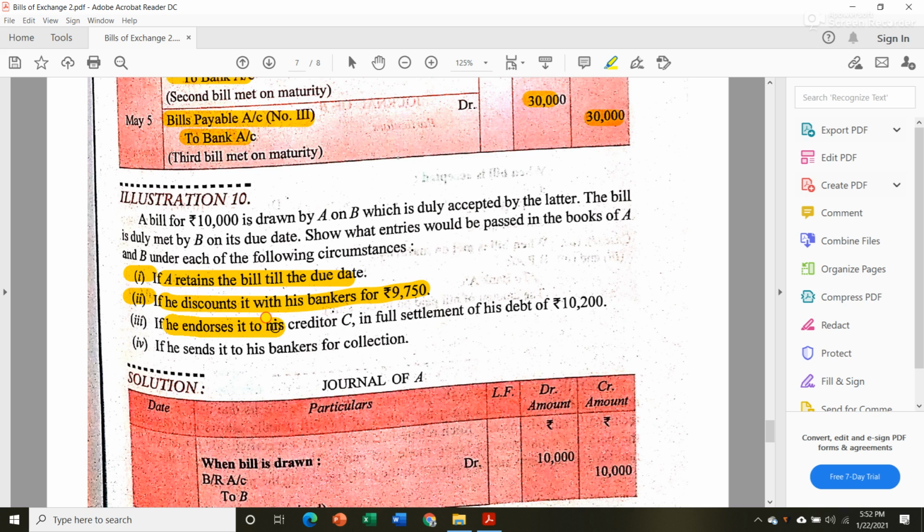Then if he endorses it to his creditor C in full settlement of his debt of rupees 10,200, means same as bill number 2 in the previous illustration. And the fourth case is if he sends it to his bankers for collection. It will be very easy, you can just simply look into the illustration and you will be able to pass journal entries.